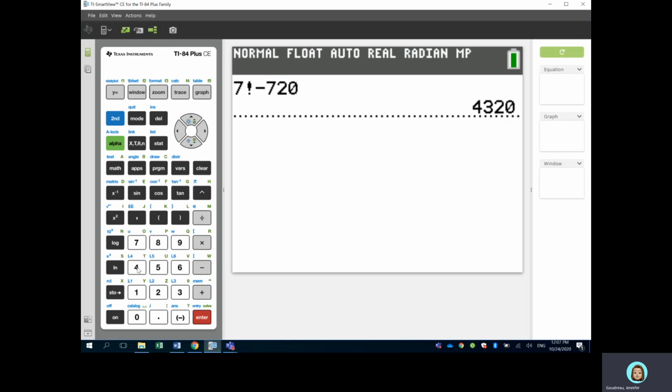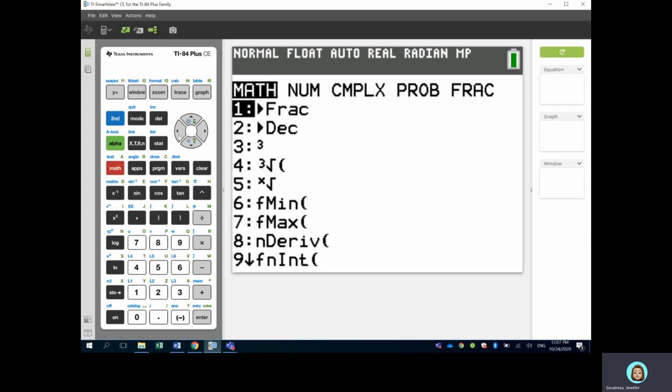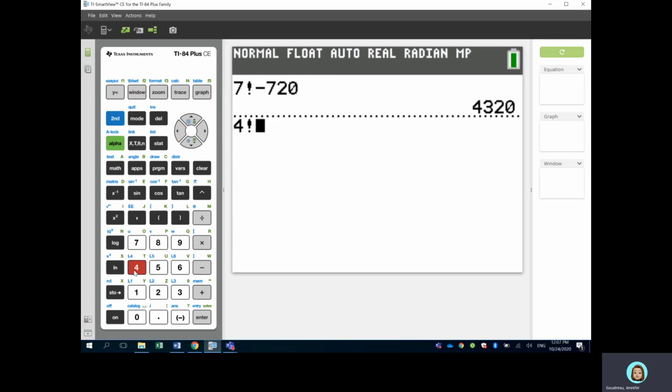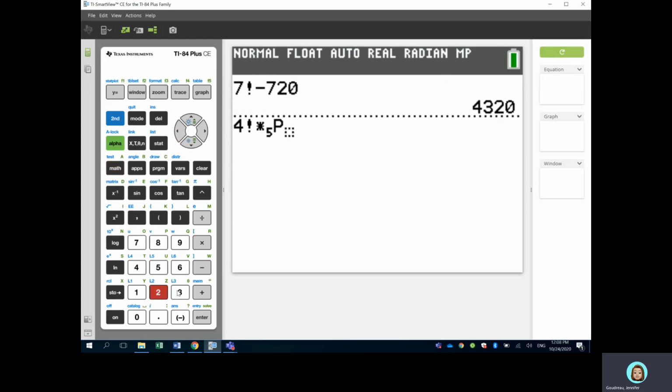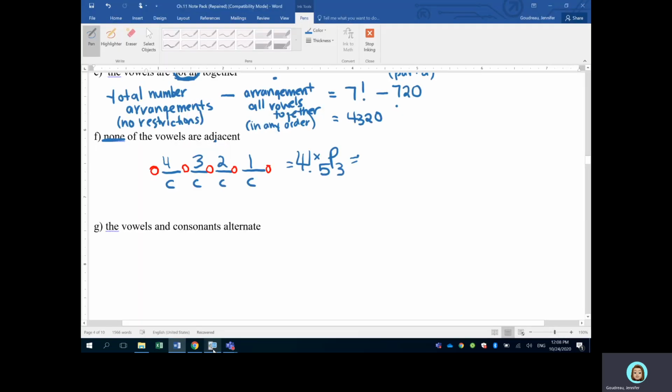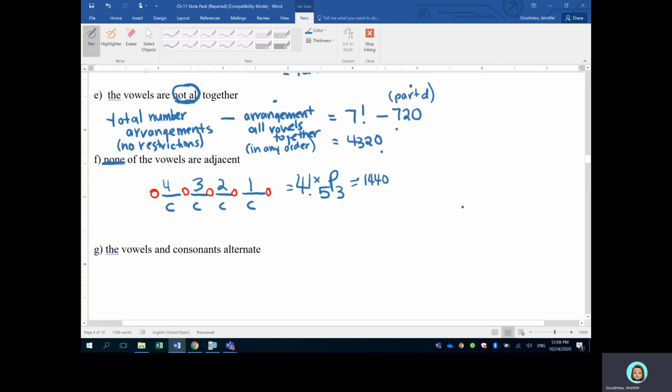So to the calculator we go. Math, go to the probability menu, number 4, there's our 4 factorial, times, put our n value in, go to that probability menu again, number 2, 5 permute 3, and our answer is 1,440. That's the number of arrangements that have none of the vowels together. They are in between the consonants. So read the questions carefully. "Not all" is different than "none," and we have 2 different strategies that we use for both of them.